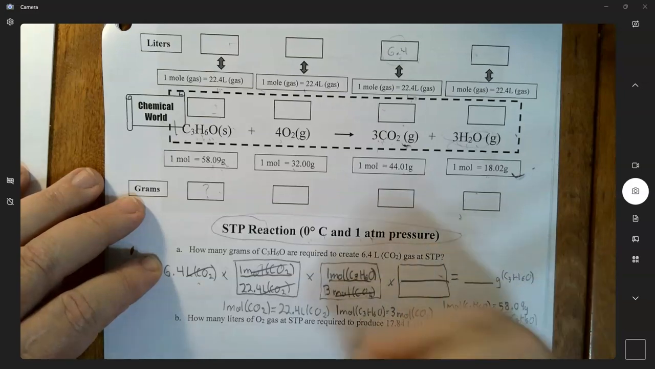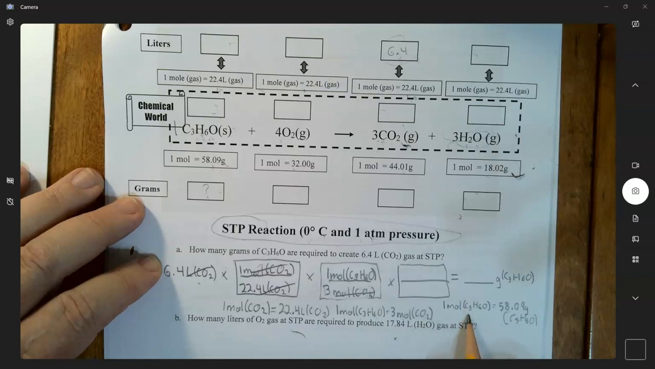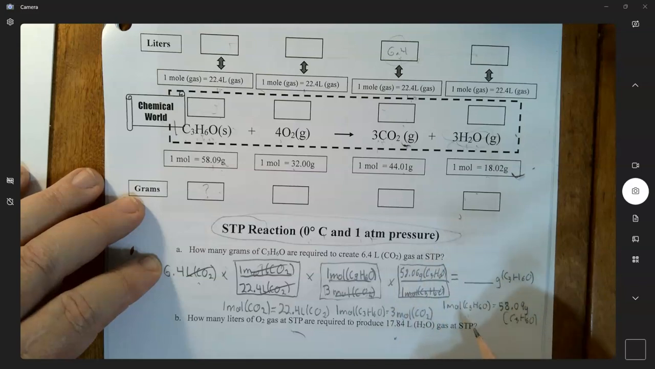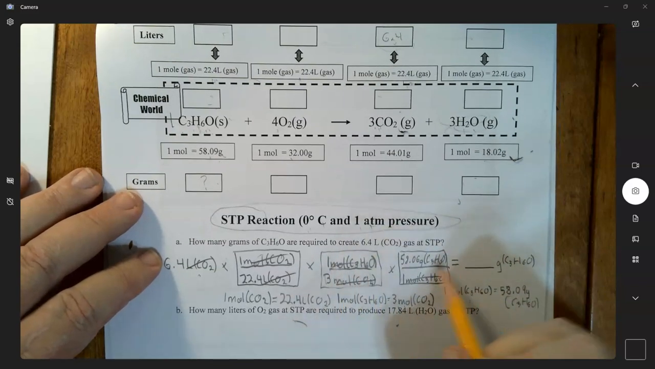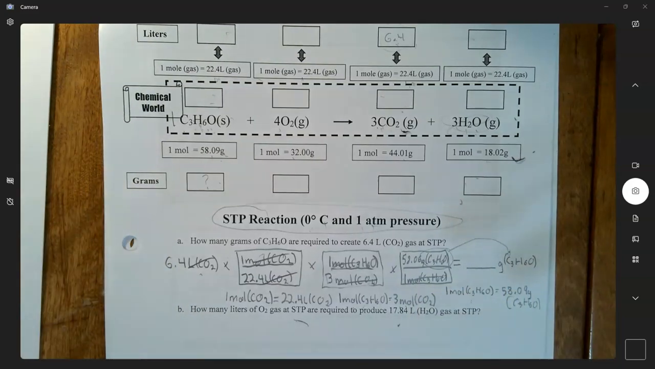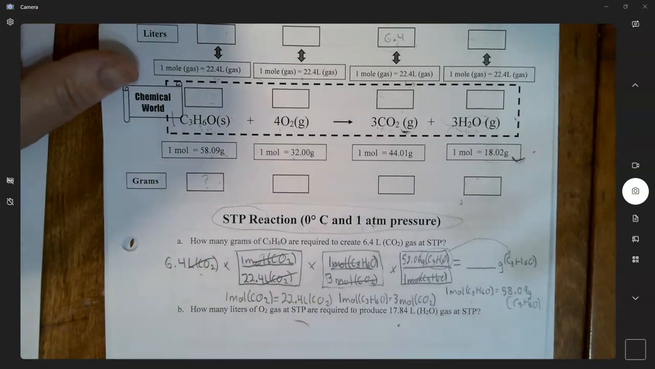We need moles of C3H6O to cancel out, so we're going to put this one on the bottom. Moles of C3H6O cancels and cancels. Grams of C3H6O is last man standing. That's what's in our answer. So now you go ahead and do the calculation. I'm going to have you do the calculations. I'll do the first one.